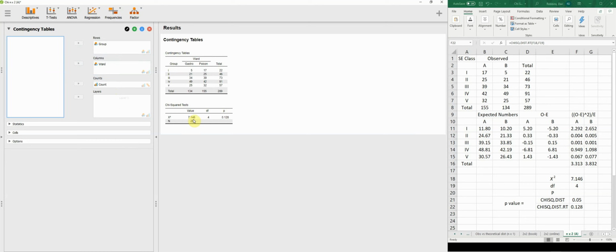And we have a chi-squared value of 7.146, exactly the same as we have in Excel. And when we use the right tail version of the chi-dist command, we have 0.128, which is exactly the same as the probability which we get using JASP. This highlights why it's quite important to ensure that you use the right tail version, not the chi-dist, and not the left tail version.